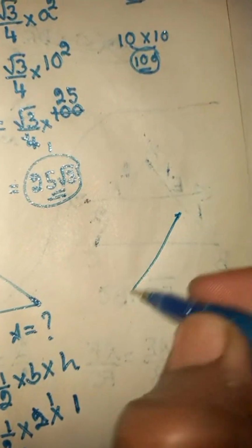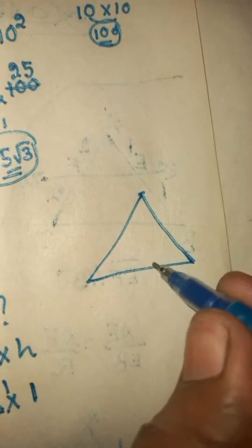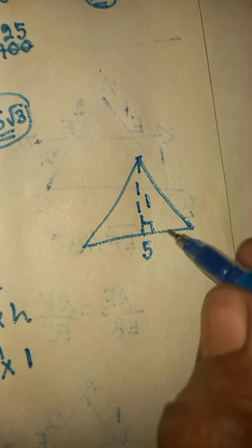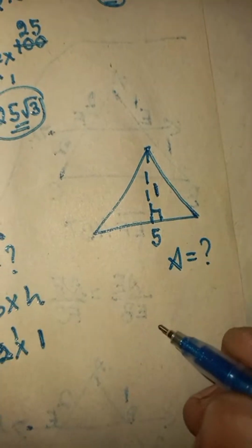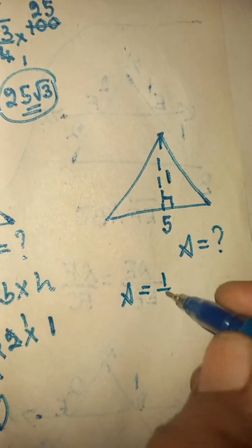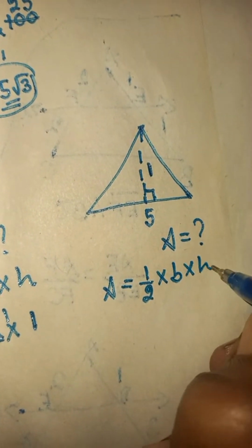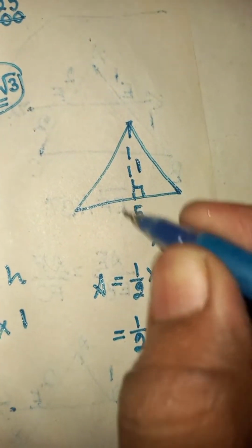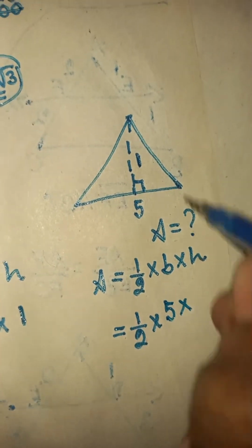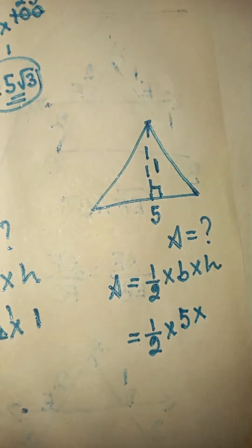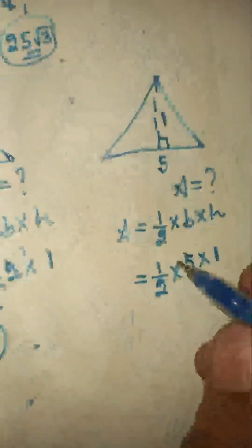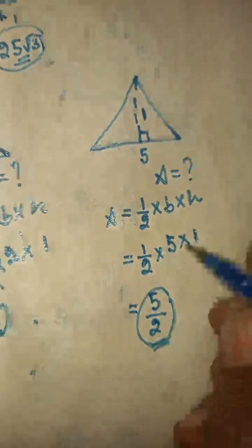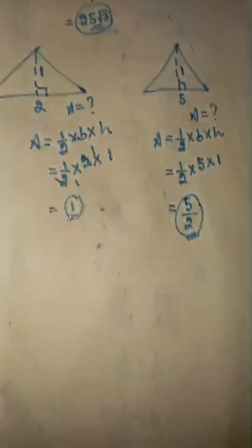Let's take one more triangle. In this triangle, they have given the base length as 5 units and the perpendicular height as 1 unit. Find out the area of this triangle. Area of a triangle can be written as half times base times perpendicular height. That is half times this base which is 5 units, times this perpendicular height which is 1 unit. Now 5 times 1 is 5 in the numerator, divided by 2. 5 by 2 square units is the area of this triangle.